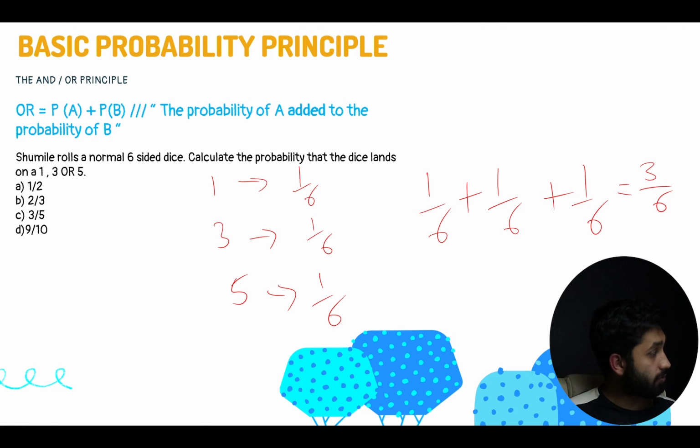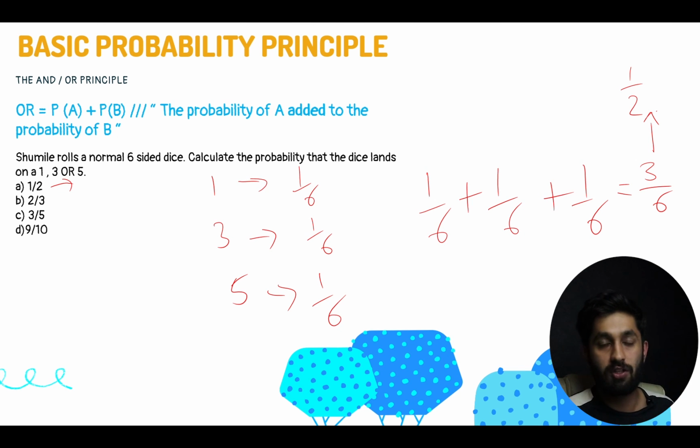Now in the answer options, we can't see 3 over 6. Does that mean you've done it wrong? No, it doesn't. It means you haven't simplified your answer. So 3 over 6 simplified is a half, and A is our answer. So hopefully this basic and or principle really does help you, because it definitely helped me and it made tackling probability questions a lot easier. But once again, don't forget to go over your GCSE probability.